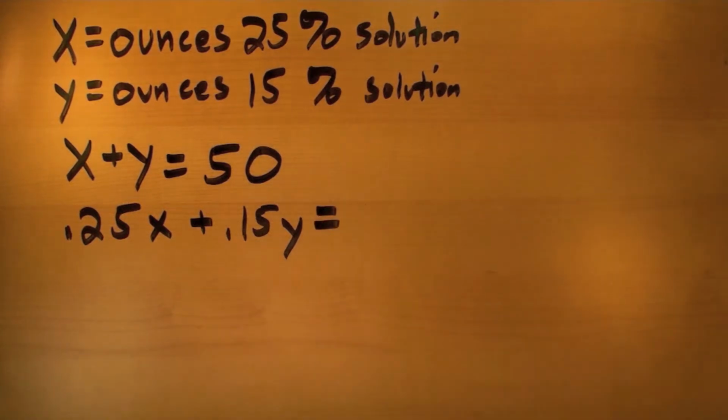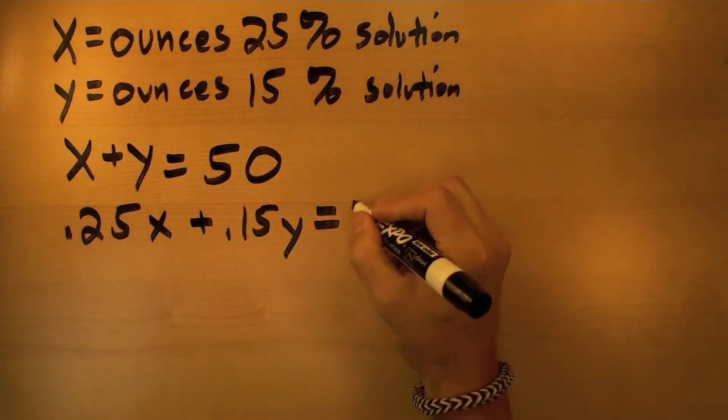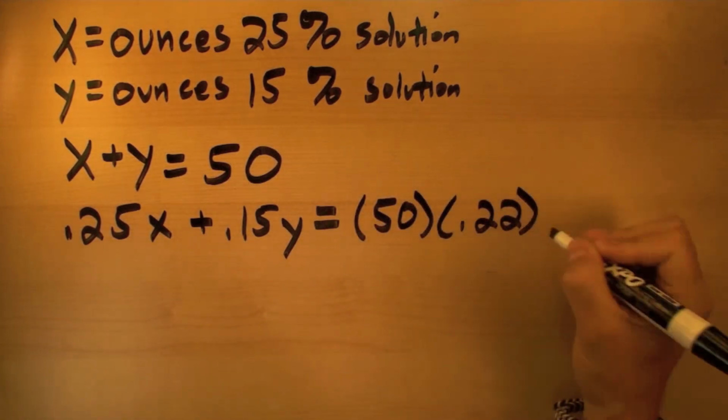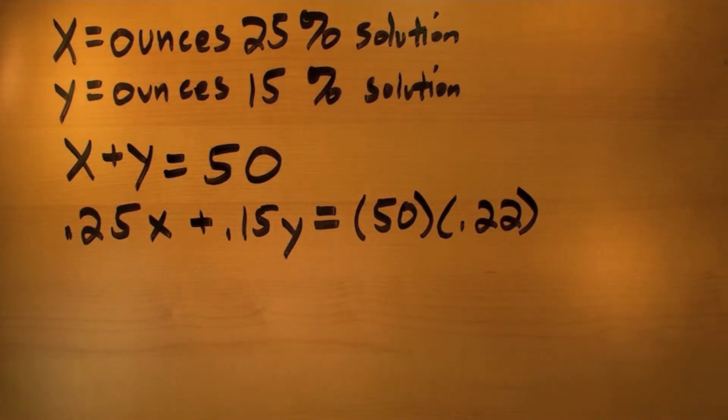That's how much of that is in the 15% solution. Well, that should equal what we get, the amount of chemical in the final solution should be 22% of the 50 ounces. So that should be 50 times 0.22 or 22%.